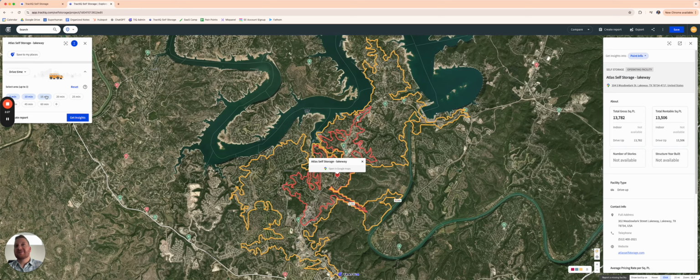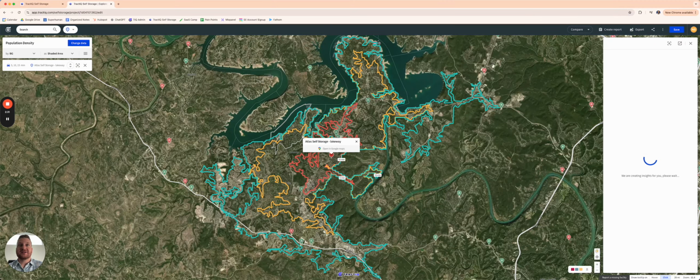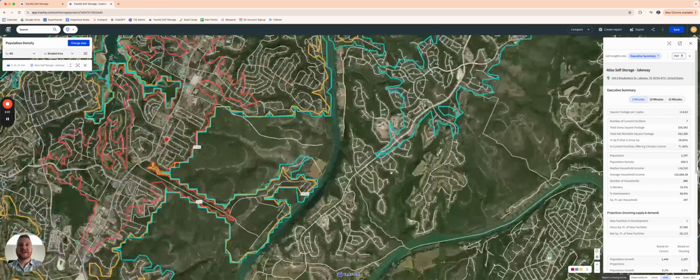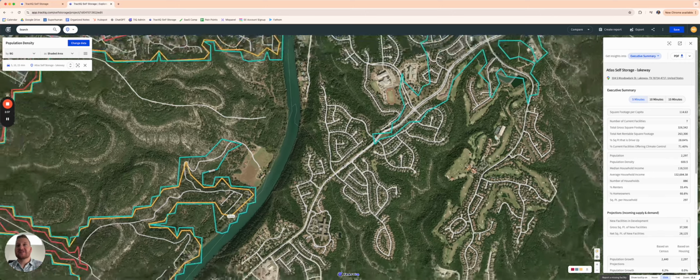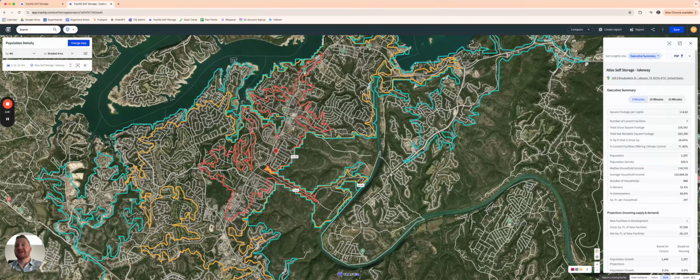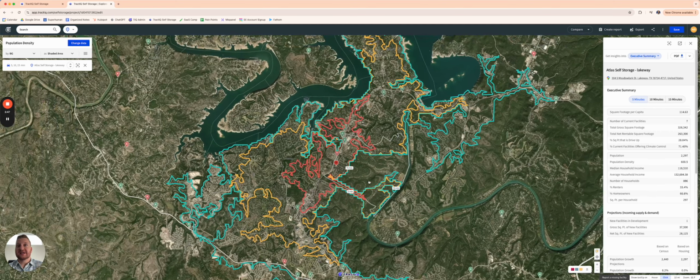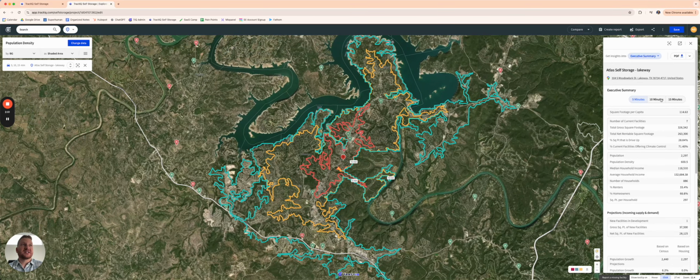So for this site, I would focus on a 5, 10, and 15 minute drive time. And you can see, if you actually do that, this area that I looked at before isn't even within a 15-minute drive of this storage facility. So clearly, it wouldn't be in your interest to count them as a potential customer. So this is a good example of where the 5, 10, and 15-minute drive time makes sense for this site.